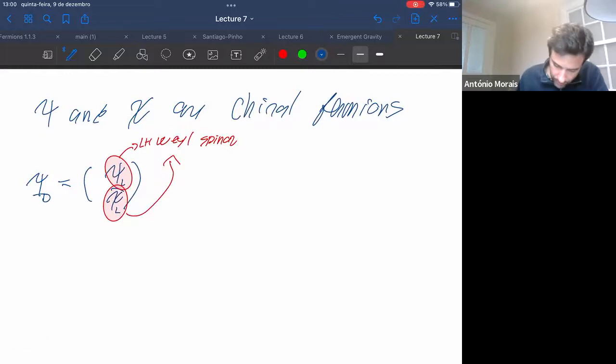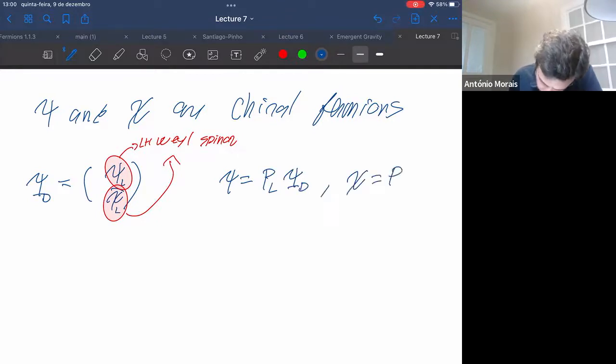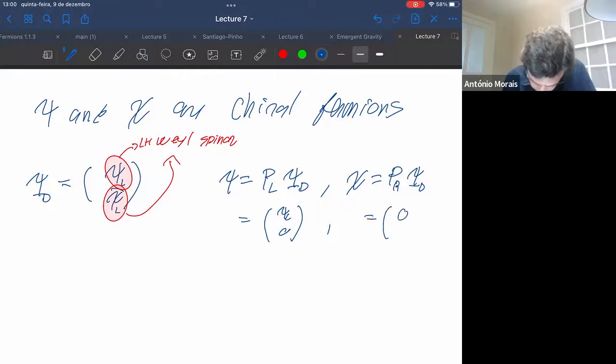So we are defining psi as the left chiral projection of psi D, and chi as the right chiral projection of psi D. So psi is equal to psi L, 0 in four components, and chi is equal to 0, chi bar L. Even the software packages used to do calculations when you build a model always use the Weyl basis and write Dirac spinors in terms of two-component Weyl spinors in this way.